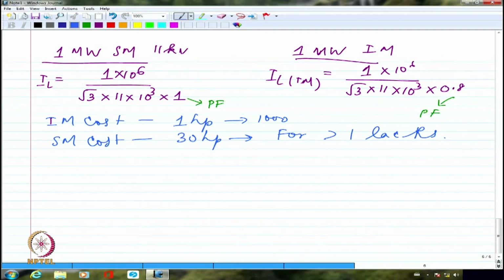But invariably, synchronous motors are used only in constant speed applications because I have only 50 hertz. If I have a two-pole machine, it is going to run at 3000 RPM or not run at all. If it has to run at 1500 RPM, it has to be a four-pole machine. It will run at 1500 RPM or not run at all. I will not be able to get variation in the speed very easily in the case of a synchronous machine. So most of the constant speed applications will use synchronous machines.